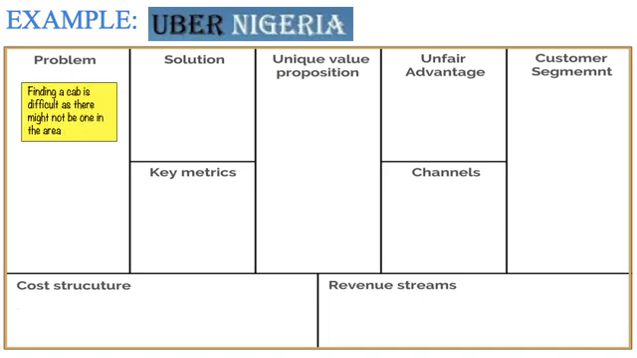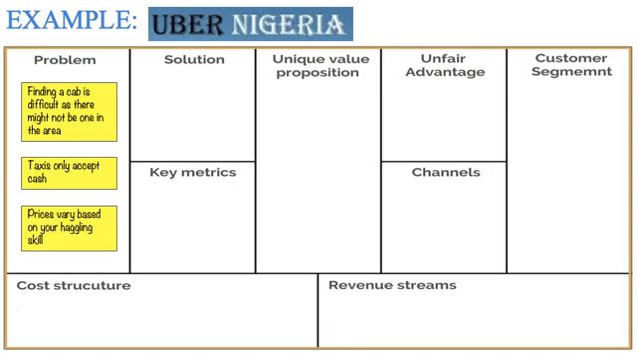So in Nigeria, what's the problem for Uber Nigeria? The problem they're trying to solve is that finding a cab is difficult as there might not be one in the area, right? Another problem is taxis only accept cash, and we're now in a cashless economy. And the third problem is prices vary based on your haggling skills. So these may be 3 problems that people who use taxis have. So what are some of the solutions?